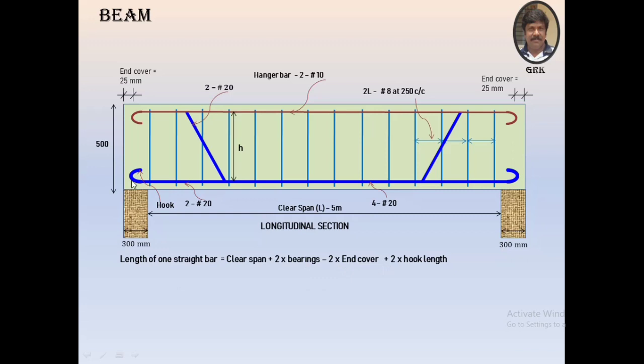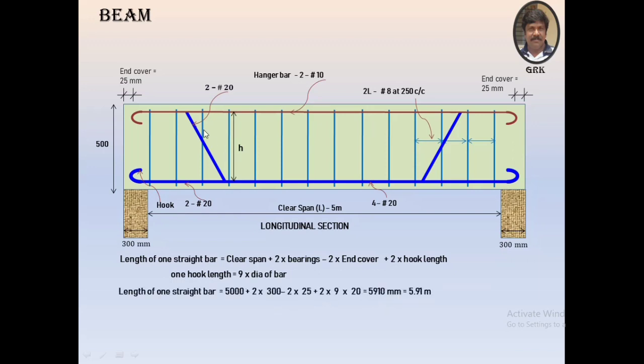of 25 mm. You can see it at both ends, minus 2 end covers, plus 2 hook lengths. We have to take the length of this hook. The length of one hook will be taken equal to 9 times the diameter of the bar, whichever bar we consider, whether it is main reinforcement at the bottom or the nominally provided top reinforcement, which are called anchor bars. So this is the formula we are going to remember as per the code specification.